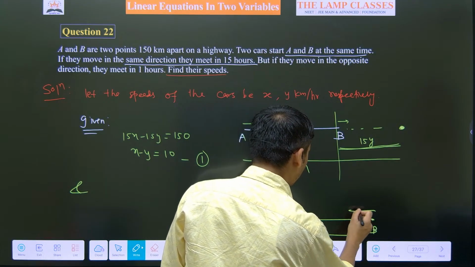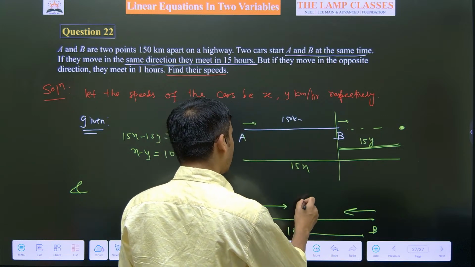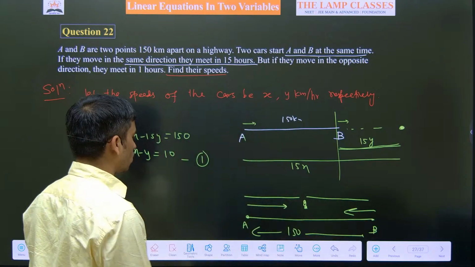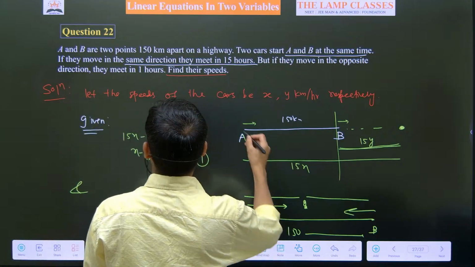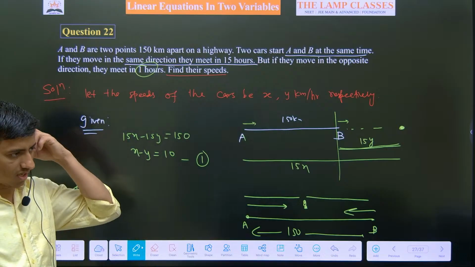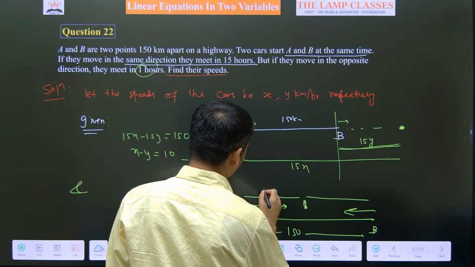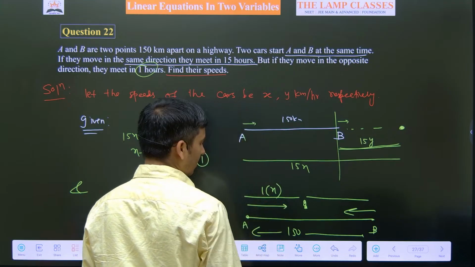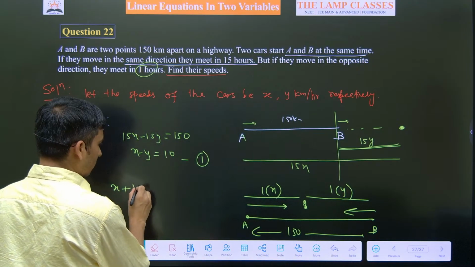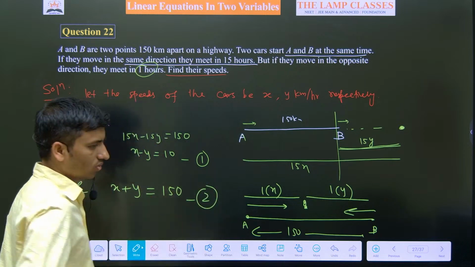And when they are moving opposite to each other, somewhere here they are going to meet. If they have to meet at some point here, the distance traveled by both of them should add up to 150. Now, how much distance will A travel? This time they are taking only 1 hour, and you can understand if they are traveling towards each other, they will meet much sooner compared to if they are traveling in the same direction. So it will be 1 into x, the distance traveled by A, and 1 into y. So the total distance has to be the distance between them, which is 150. That is equation number 2.